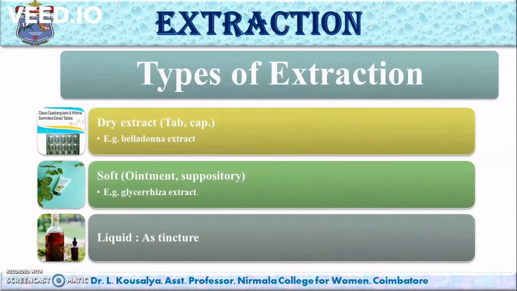Coming to the types of extraction. Basically, there are three types of extracts generally prepared. First one is the dried extract, which is meant for the preparation of tablets, capsules, etc. The second one is the soft extract, which is meant for the preparation of ointments, creams, etc., which is very soft and creamy in texture. The third one is the liquid extract, which is a type of extract with a liquid consistency, especially in this method the tinctures and all are prepared.